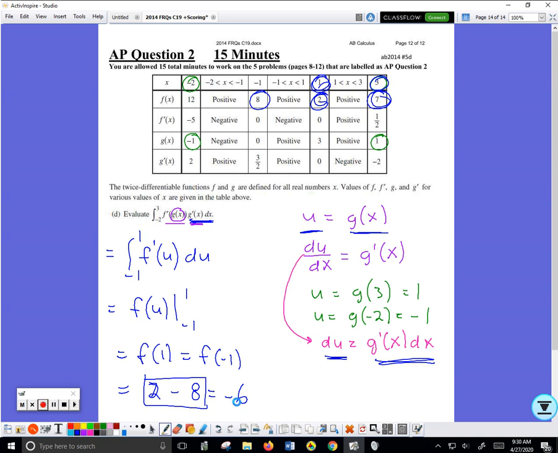Basically, if you get to here, they give you 2 points. You don't have to write this stuff out. I think it's smarter to write it out. But if you can get to here, they give you 2 points. If you finish the problem, they give you 1 more.